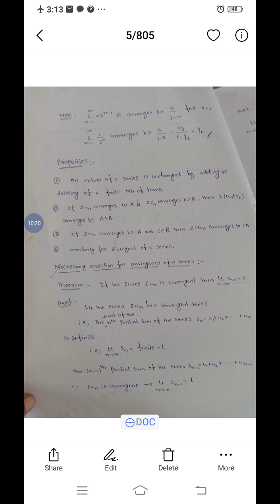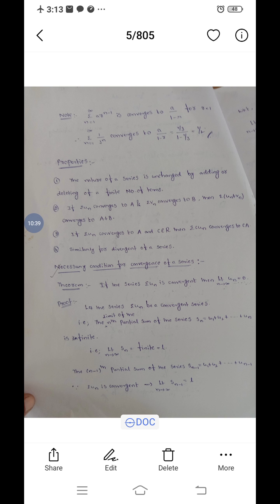So what do we have to prove here? The given series summation Un is convergent, then what we have to prove? Limit n tends to infinity Un is equal to 0. Okay, so let us see the proof here. What is the given series, summation Un, and which type of series is this? It is a convergent series.